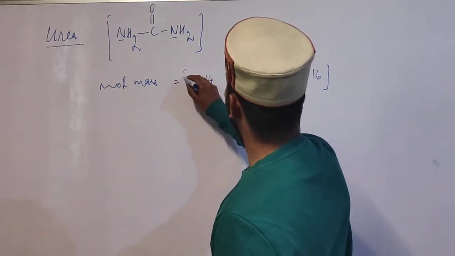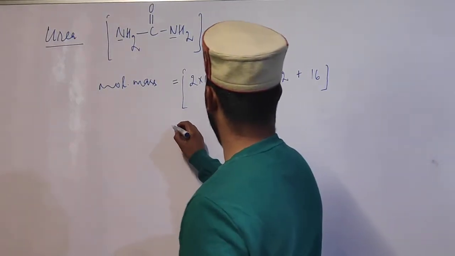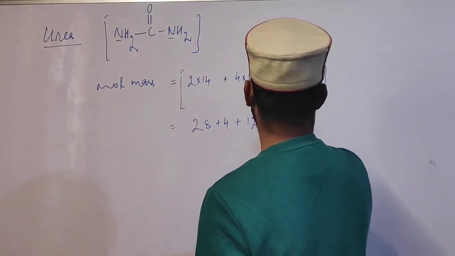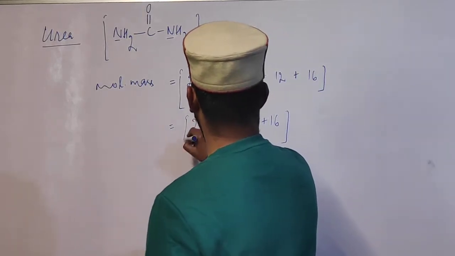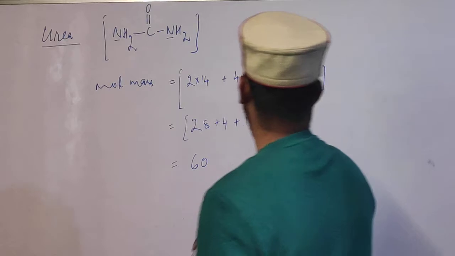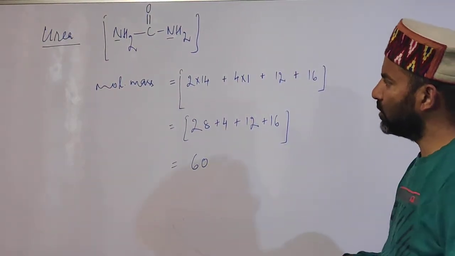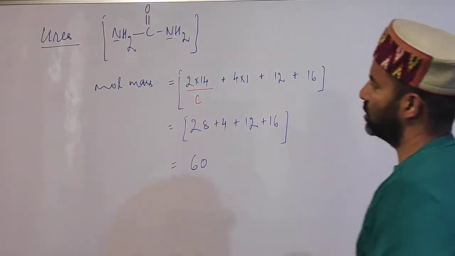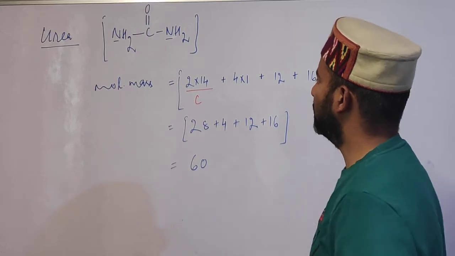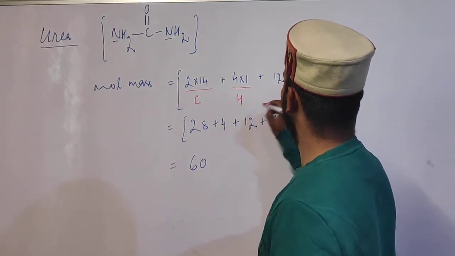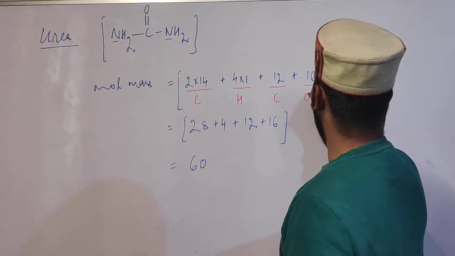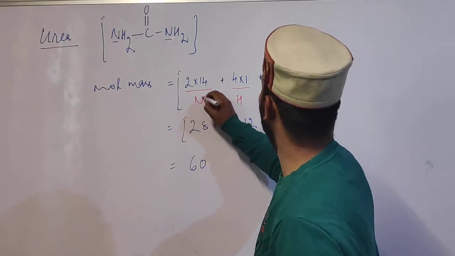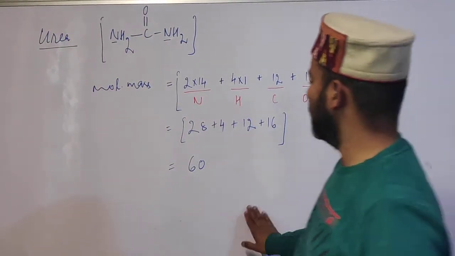So students, this is 28 plus 4 plus 12 plus 16, and it is found to be 60. Now students, what is this? Here 28 is the parts of nitrogen, 4 is hydrogen, 12 is carbon, and 16 is oxygen present in 60 grams. So now we can determine the percentage of all the elements.